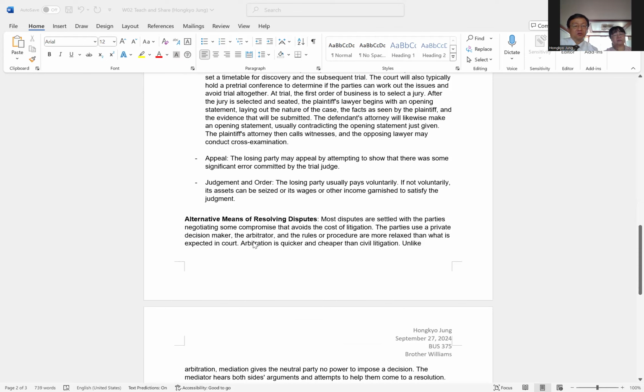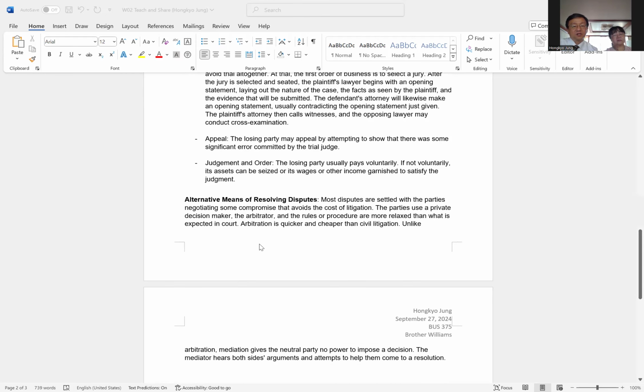There are alternative means of resolving disputes. Mostly, disputes are settled with the parties negotiating some compromise to avoid the cost of litigation. There is the arbitration process. Arbitration is quicker and cheaper than civil litigation, and the rules and procedures are more relaxed than what is expected in court.